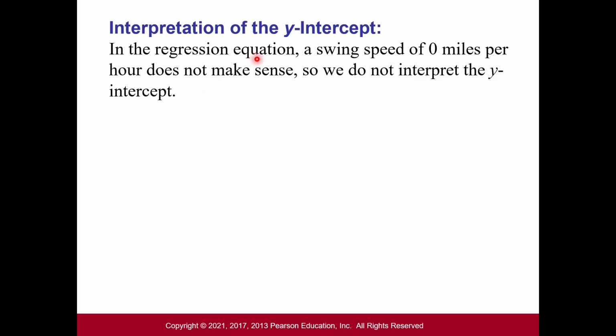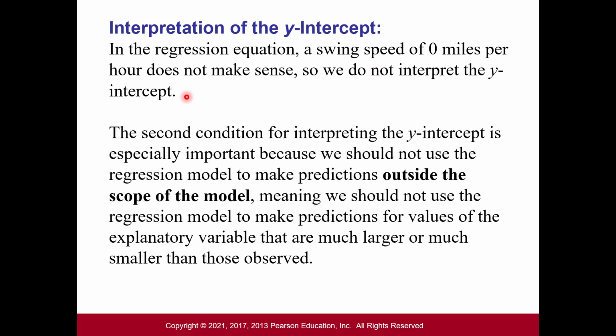So in the regression equation, a swing speed of 0 miles per hour doesn't make sense. And so we're not going to interpret the y-intercept, because if we're not swinging the club, then the ball's not going to travel any distance. The second condition for interpreting the y-intercept is especially important because we should not use the regression model to make predictions outside the scope of the model.